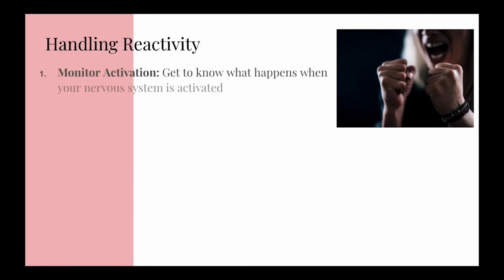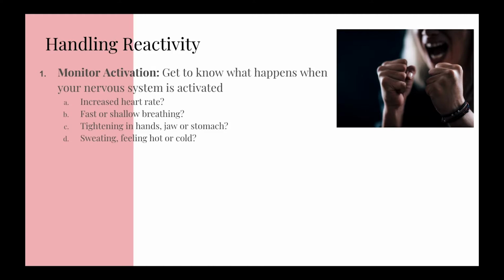So, when we are engaging in an assertive conversation, the first thing that we want to do when we notice ourselves getting emotional is to monitor our activation. It's about getting to know what happens when our nervous system is activated. When something is triggering anger or sadness or hurt, is your heart rate increasing? Is your breathing fast or shallow? Is there tightening in your hands, jaw, or stomach? Is there sweating or feeling of hot or cold? What is it that signals that you are being activated?